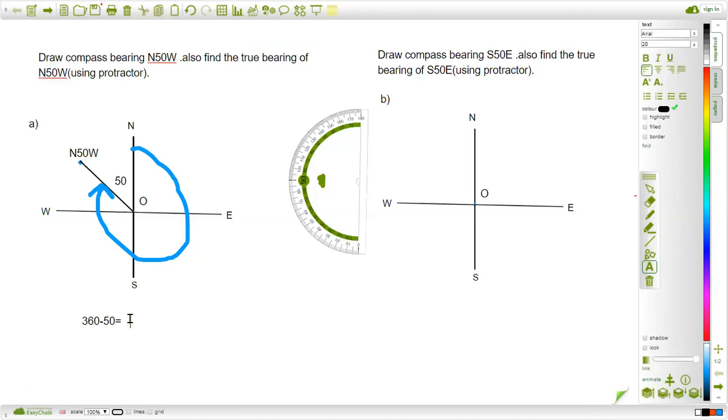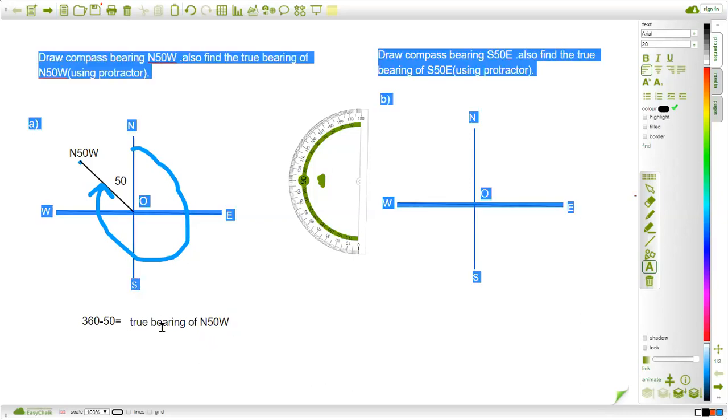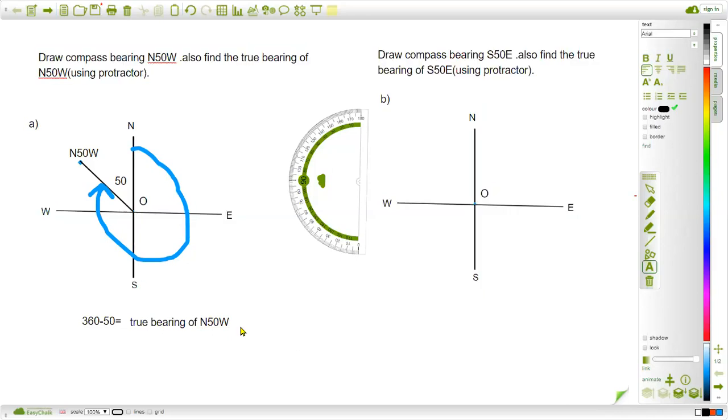For true bearing, it is also called the three-figure bearing. The true bearing of that compass bearing is here just calculated as 360-degree minus 50-degree. This will be just 310-degree. Okay.